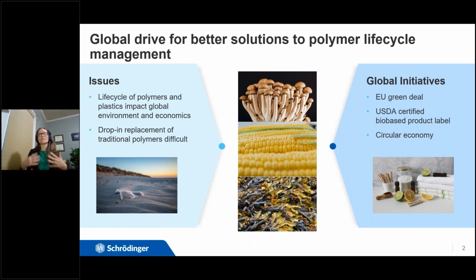And so as we look at bio-based materials as one tool in that tool set of, okay, how do we address polymers and plastics and their overall life cycle, bio-based materials cover a wide area of what can be used in the future and what's being used today in a lot of different areas.